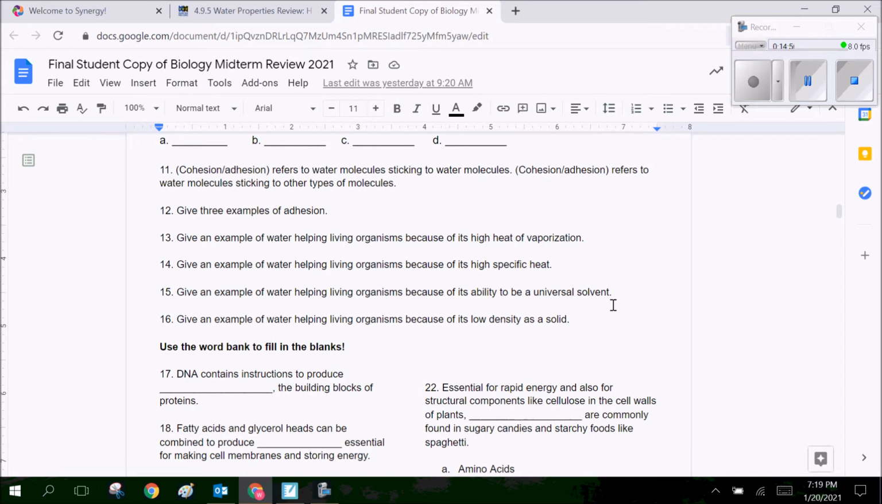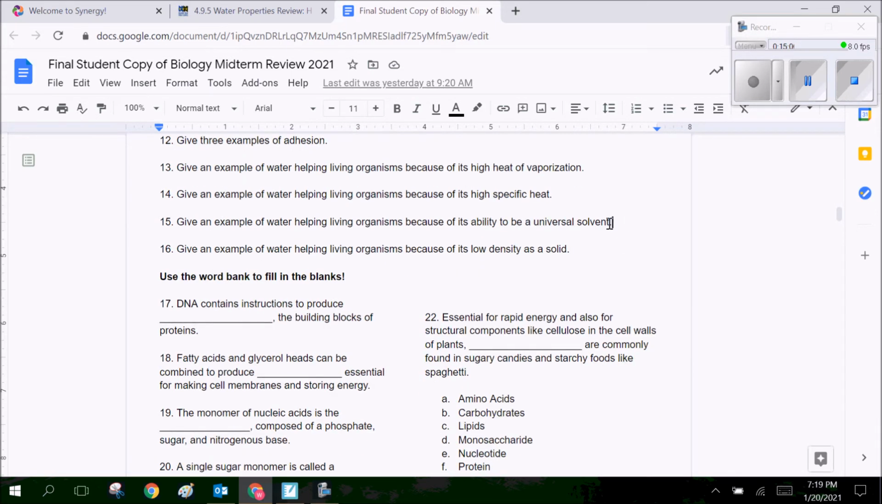How about its ability to be a universal solvent? Well, that's really useful for living organisms because guess what? Your blood is like a high water-based solution, and you need to carry a lot of stuff through your blood. And so, because water is a great universal solvent, you can dissolve a lot of really important things like sugars and certain proteins in your blood, and it can help to transport them to different parts of your body.